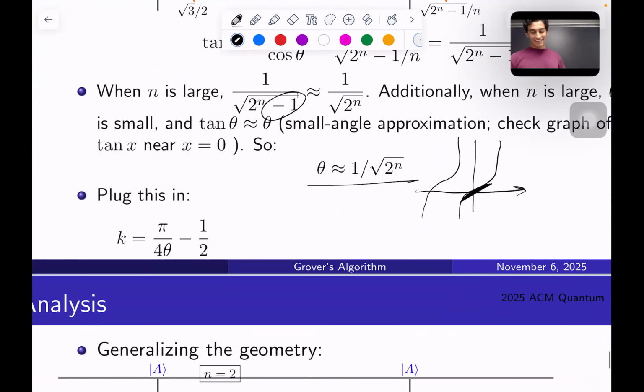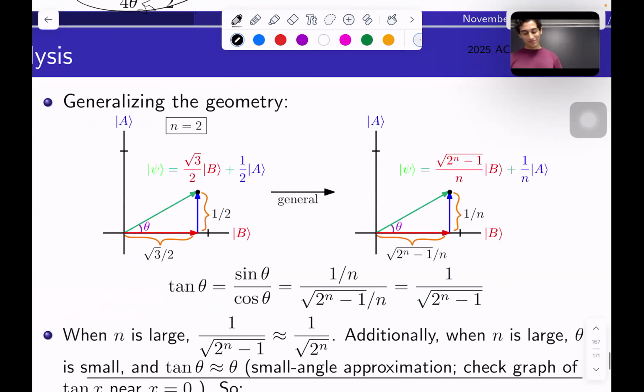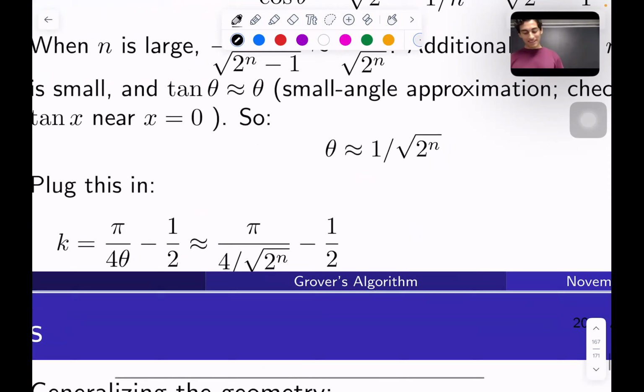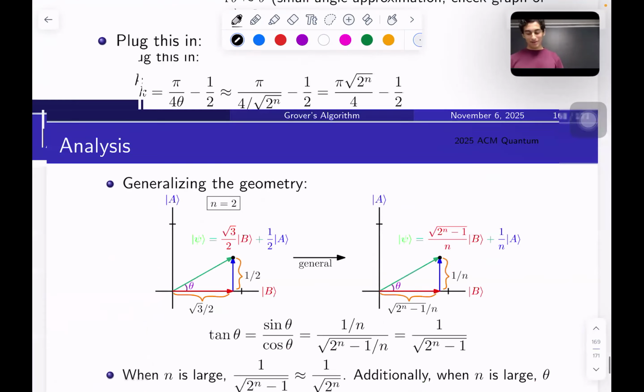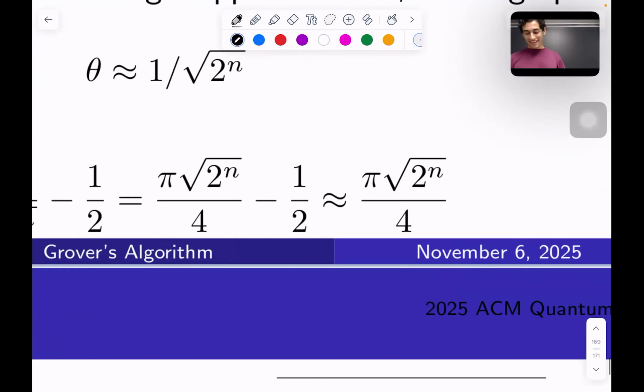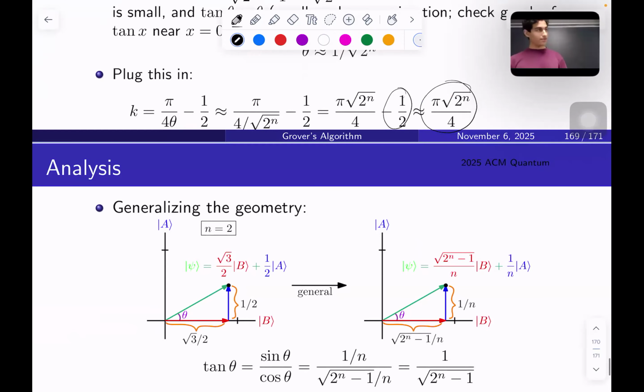And then this is our expression before. We can just plug in theta equals 1 over root 2 to the n, and then simplify, do some algebra. And then this 1/2 is pretty insignificant. This is our approximate value of how many Grover iterates we need to apply.